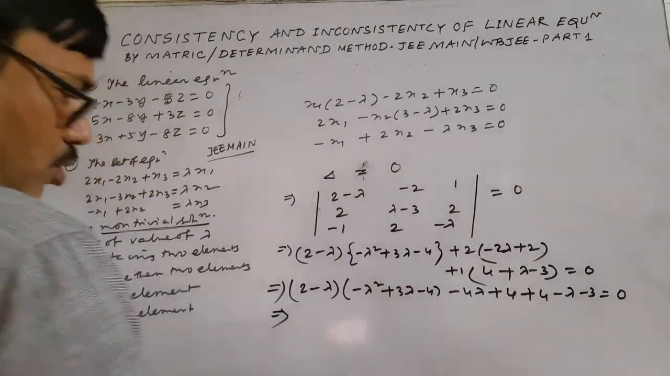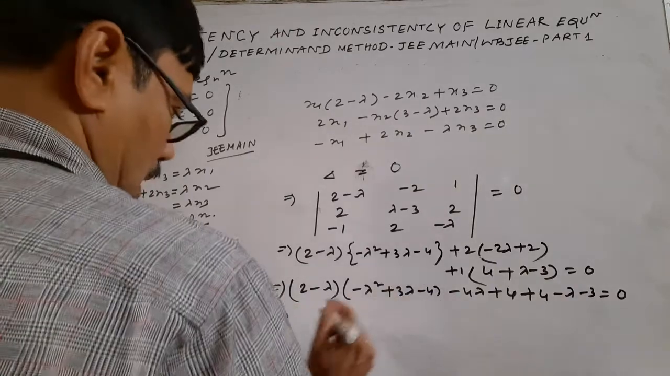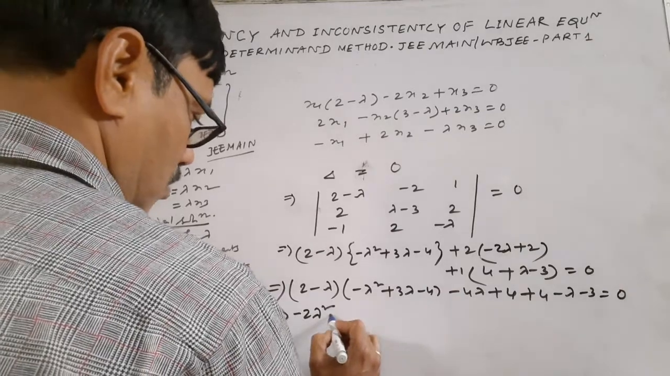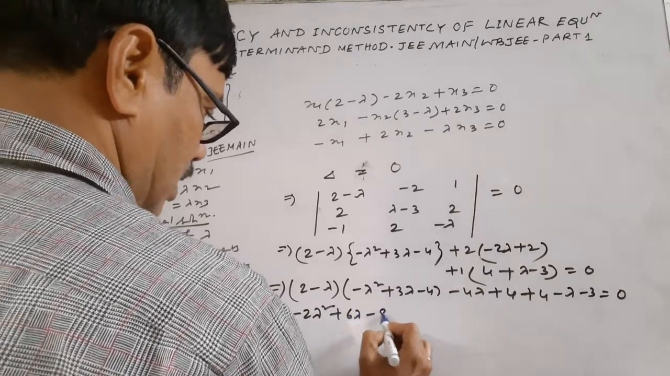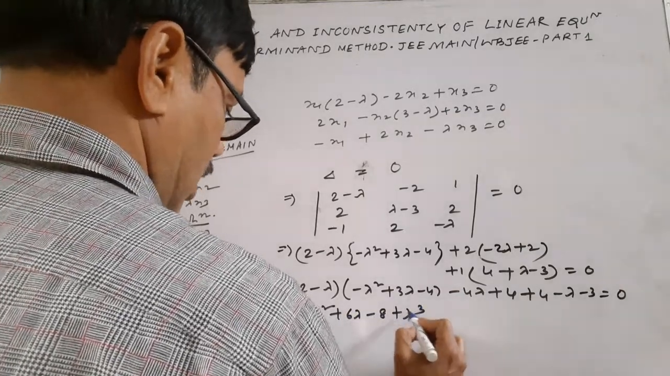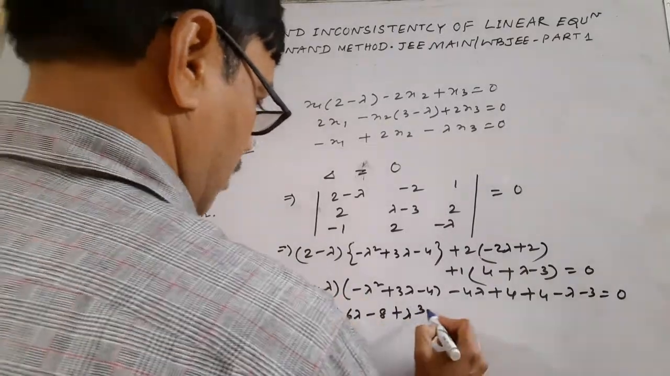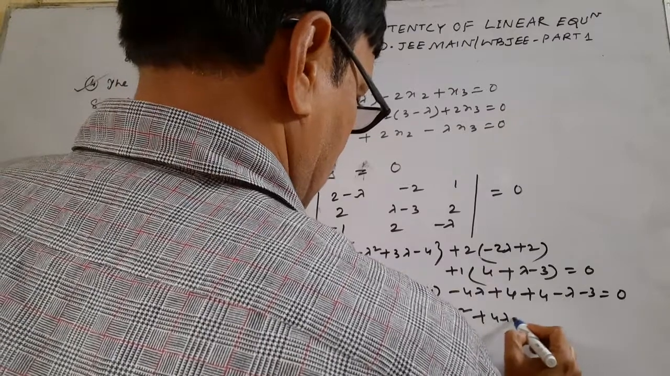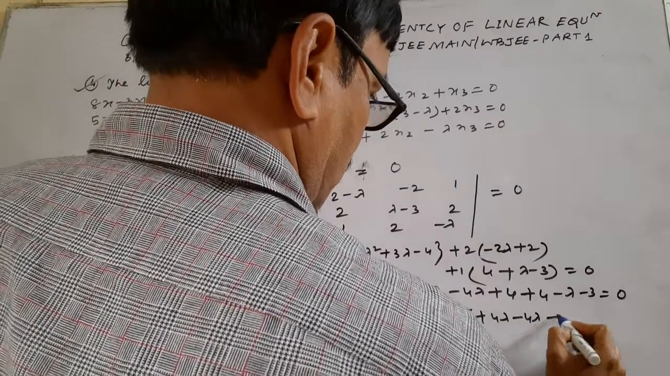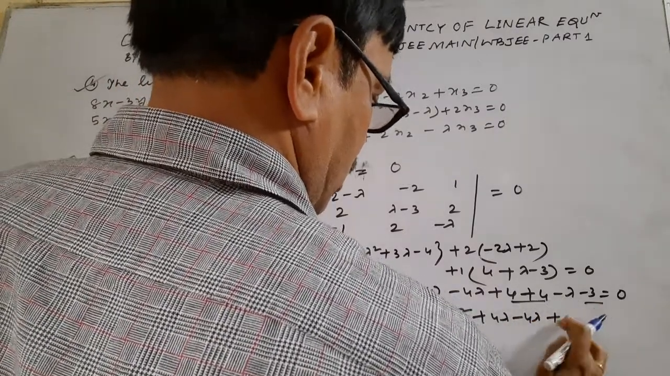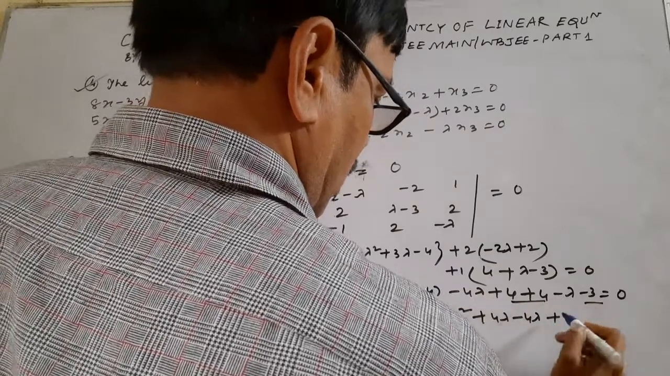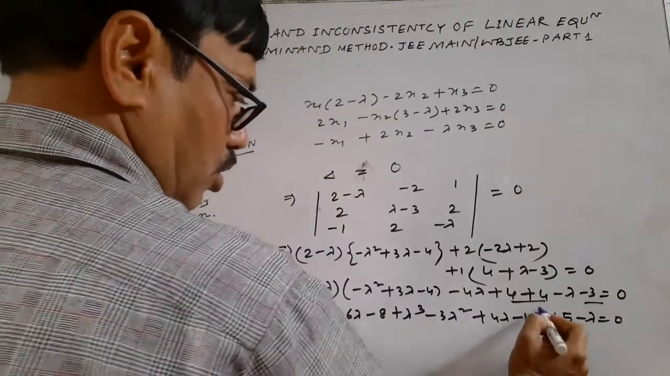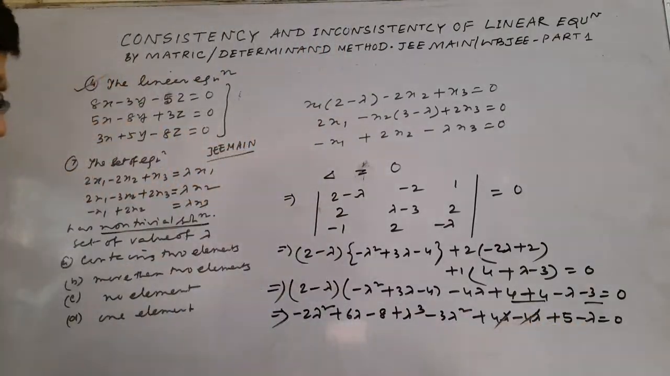So again we have to multiply it. Minus 2 lambda square plus 6 lambda minus 8, plus lambda cube minus 3 lambda square plus 4 lambda, minus 4 lambda plus 8, minus 3, minus 4 lambda plus 5 minus lambda equals 0. So the 4 lambda cancels out.